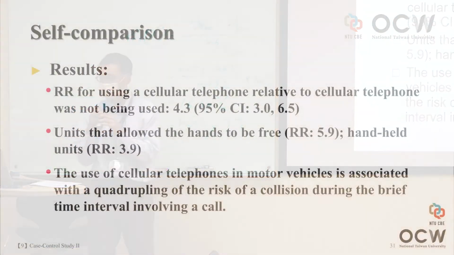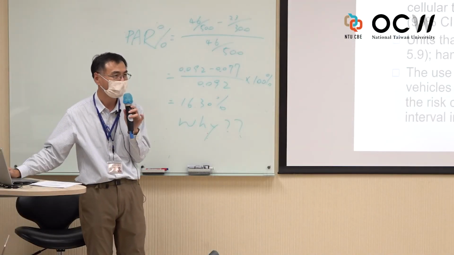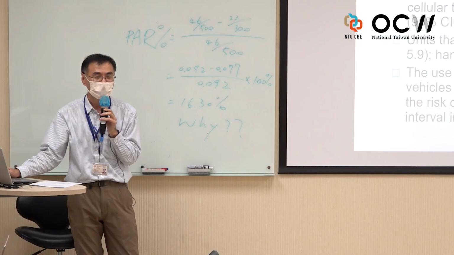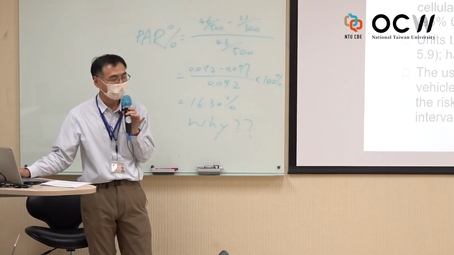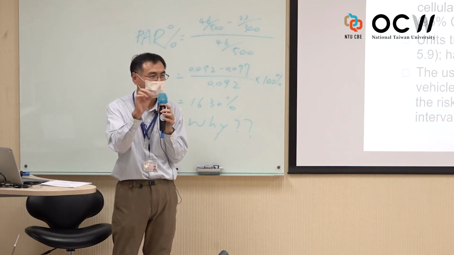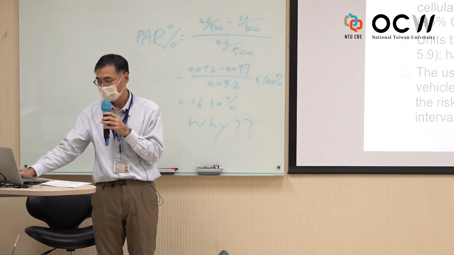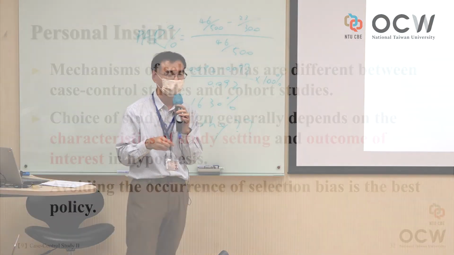Okay, so the use of cellular telephones in motor vehicles is associated with the quadrupling, about 4 times, of the risk of a collision during the brief time interval involving a call. So this is not possibly done by any other study design, right? A typical cohort study or case control study could not do it, but this is very, very useful to identify the very short period of time for the relationship between cell phone calls and risk of traffic accidents.